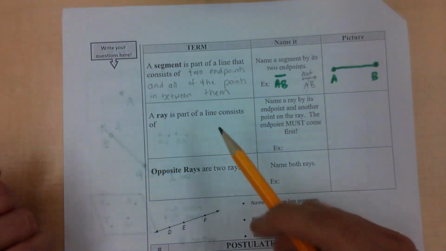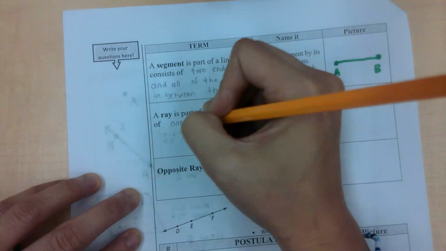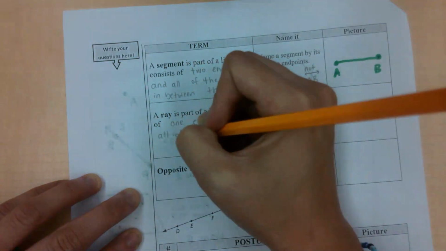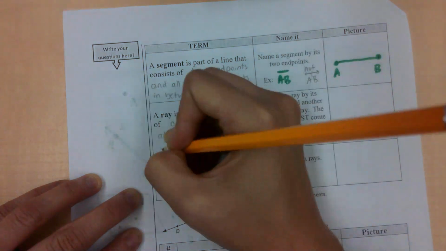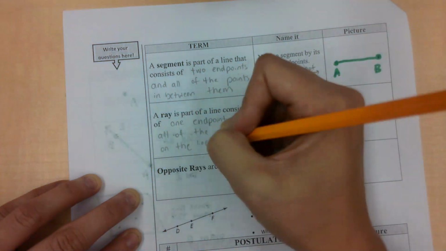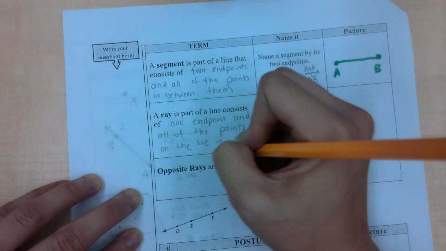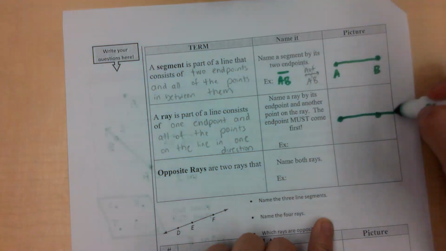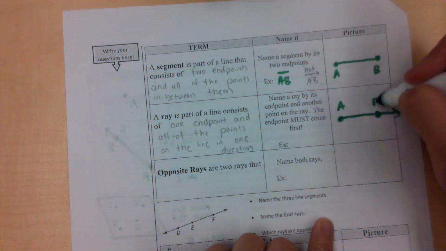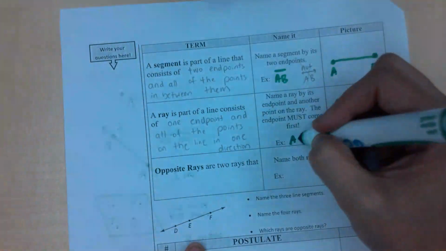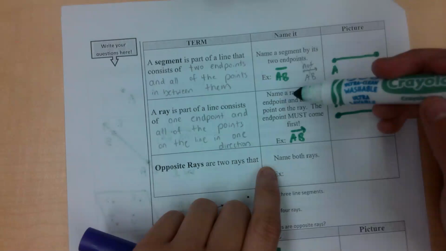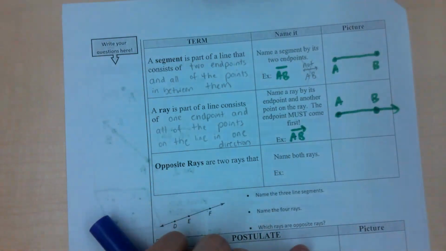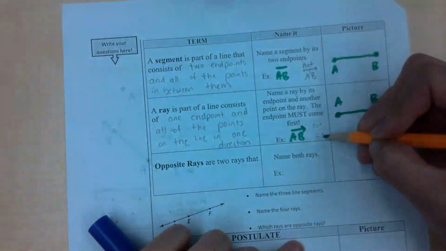A ray is part of a line that consists of 1 endpoint and all of the points on the line in one direction. Okay, so a ray looks like a line or a segment, but it goes on in one direction. So you would label that A, B. You name by the endpoint, but the endpoint must come first. See how the A is the endpoint? It needs to be A, B. So it's not B, A.